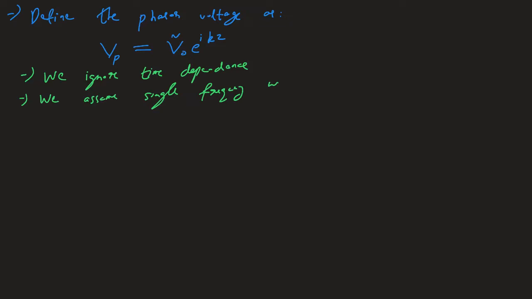And in some sense what we do is that we take the Fourier transform of our equations and we just look at everything in frequency domain. So we solve our equations in frequency domain. Okay, this will become clear in a second. So that's a phasor. V_P equals V naught tilde e to the i kz, that's a phasor.